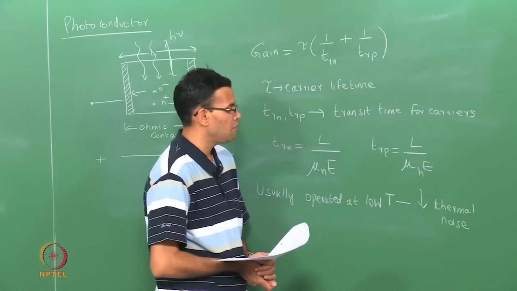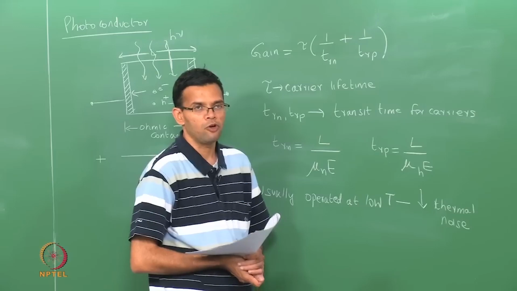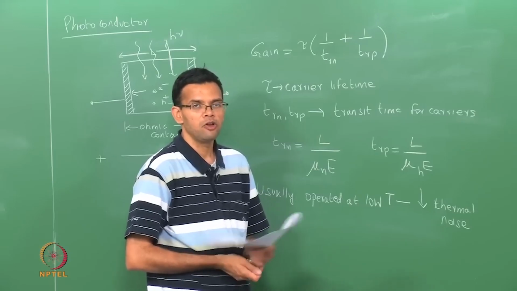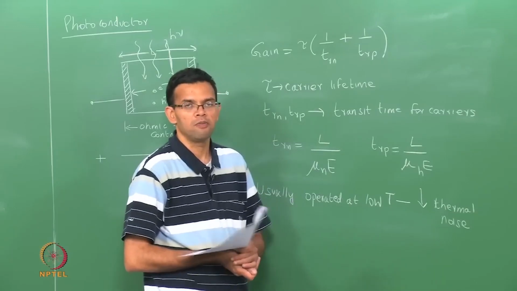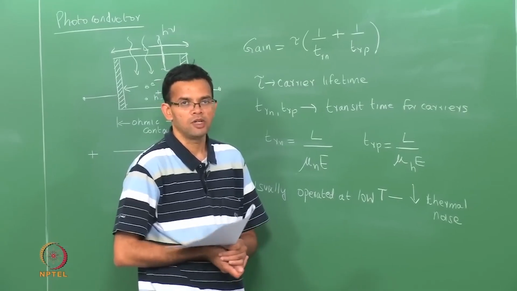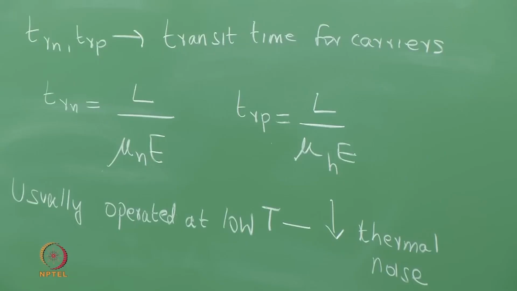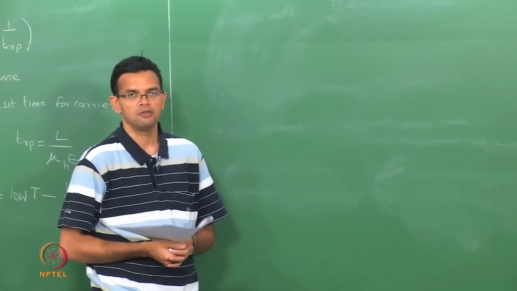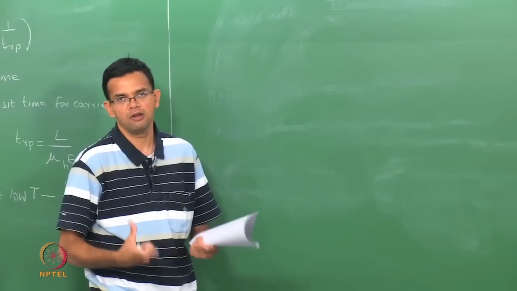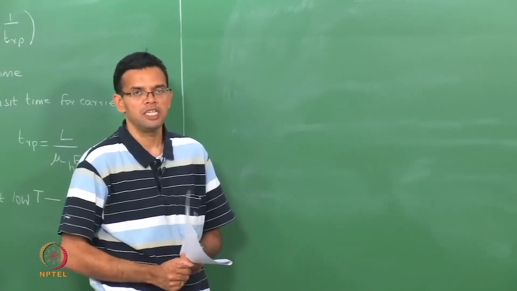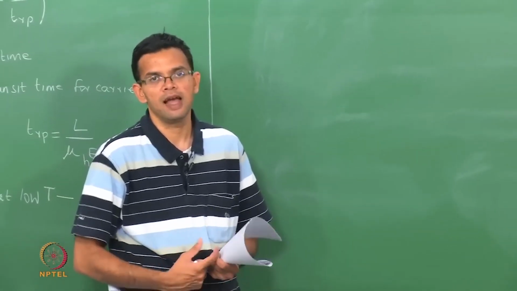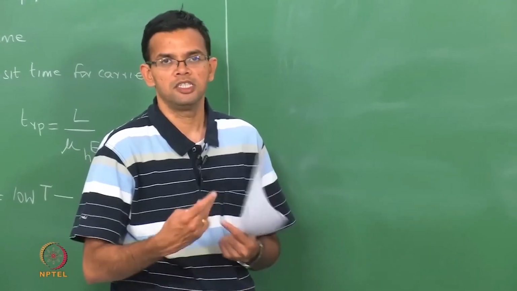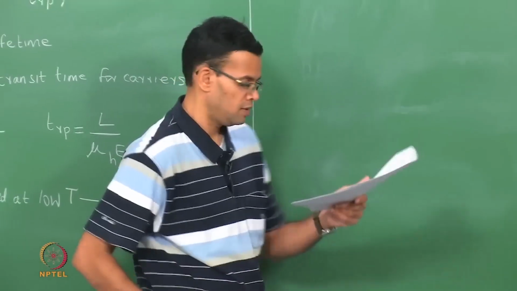The next device we are going to look at is a photodiode. Here you are going to put two different materials, a P and an N, in order to form a junction. In the case of a simple photoconductor, all we had was a slab of a semiconductor material. It could be silicon or gallium arsenide, and that just generated electron hole pairs.